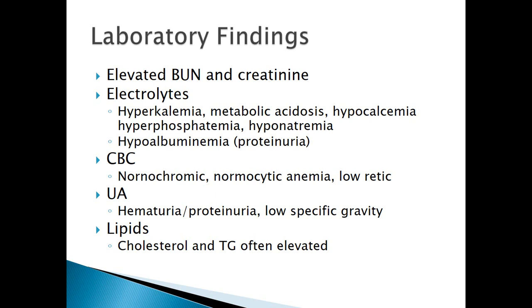Patients with CKD also have a low retic anemia, and the anemia is usually normochromic, normocytic, and that's because of a decrease in erythropoietin. So the kidney makes erythropoietin. So if you have low erythropoietin, you have a low reticulocyte count, so you're not producing as many red cells. On urinalysis, you're going to see typically hematuria or proteinuria if there's a glomerular disease, or in patients that have a tubular disorder, they can't concentrate the urine, so the specific gravity is going to be low. And nephrotic patients usually have high cholesterol and triglycerides.